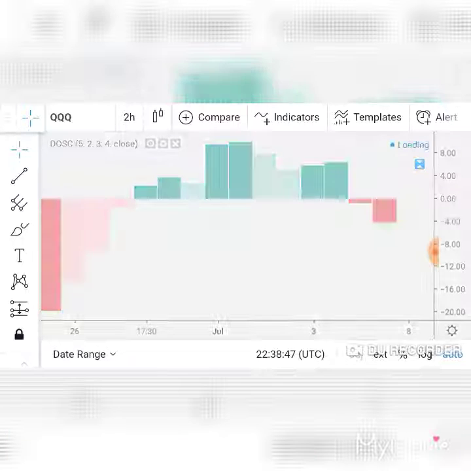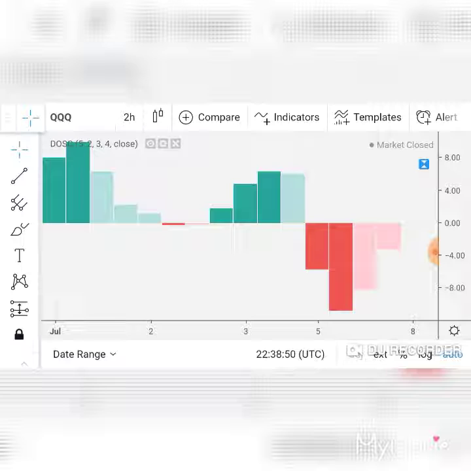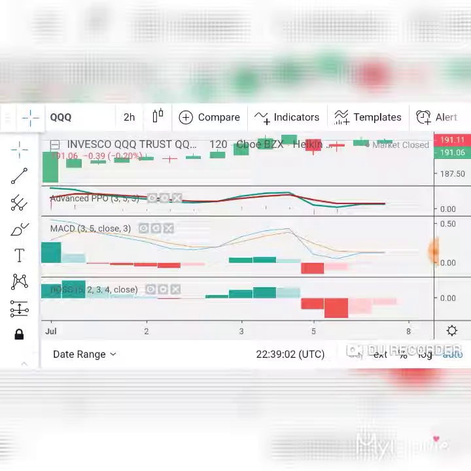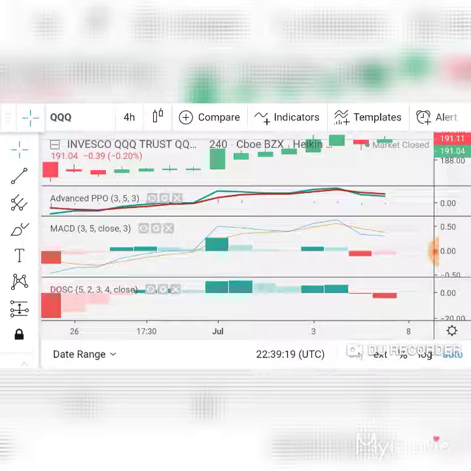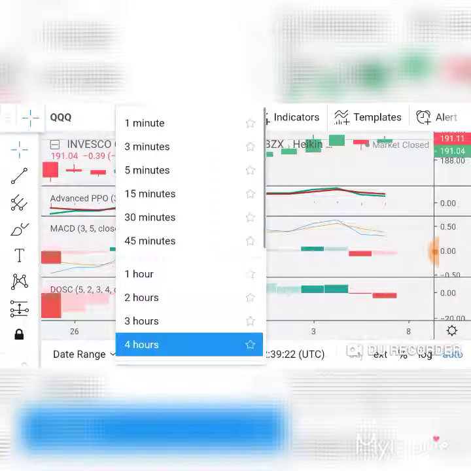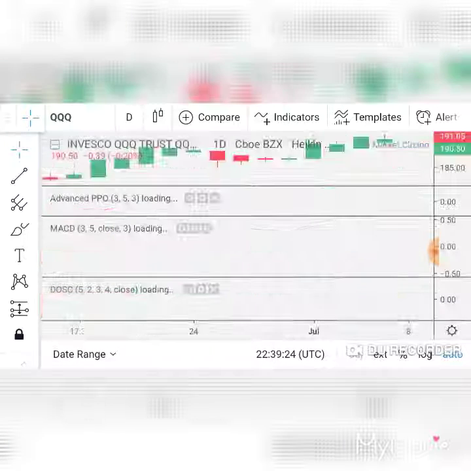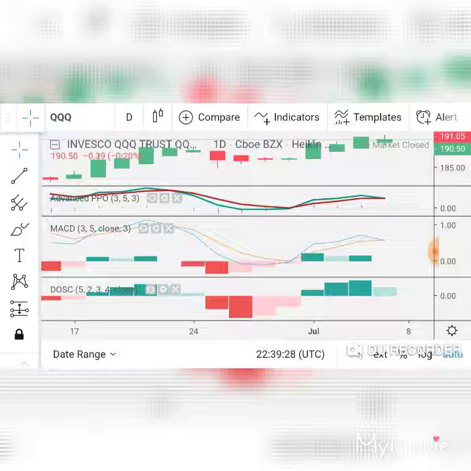Let's look at the 2-hour chart. The 2-hour chart is actually getting less red or less negative, which means it's heading up. So overall, we really want to look at the whole picture: the 2-hour chart, 4-hour chart, and the daily chart. The 2-hour chart isn't really crossed over, isn't really heading up. The 4-hour chart is heading down, and the daily chart is pretty much heading down.